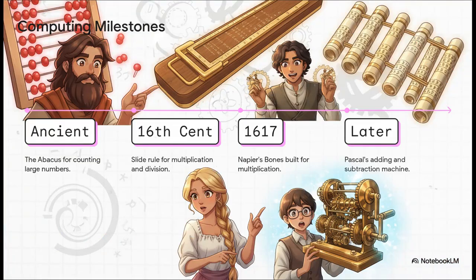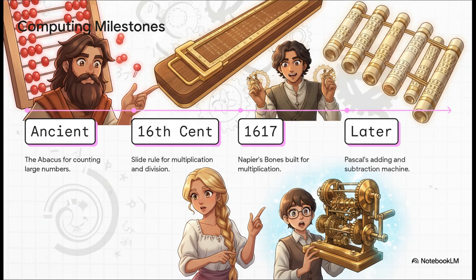Because here's the thing, we didn't just magically jump straight from doing math on scrap paper to having microchips that can do millions of calculations a second. Way before the first electronic vacuum tubes, human ingenuity was already hard at work trying to mechanize calculation. And we can actually trace the chronological climb of this. It starts back in ancient times with the abacus, then takes a huge leap to the 16th century with the slide rule, moves to 1617 with Napier's bones, and then progresses even later to Pascal's machine.